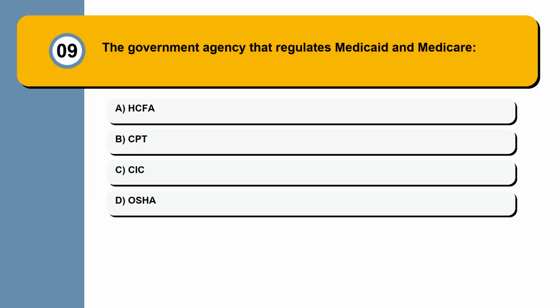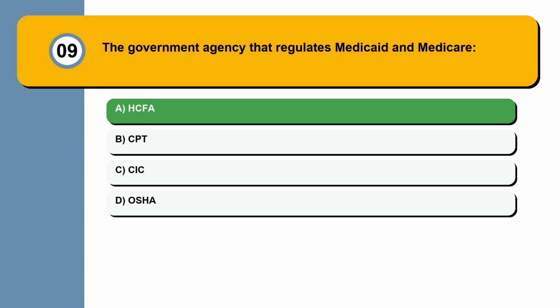Question 9. The government agency that regulates Medicaid and Medicare. Here are your options. Option A, HCFA. Option B, CPT. Option C, CIC. Option D, OSHA. The correct answer is option A, HCFA.